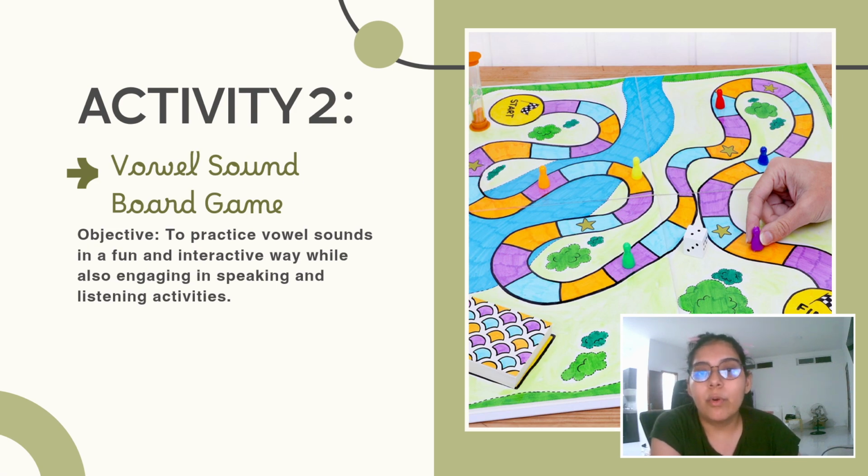If they pronounce the word correctly, they stay on the space. If not, they move back. In the integration with the skills we have speaking, pronouncing words with specific vowel sounds. Listening is listening to peers' pronunciation. Reading the words in the board game, and writing, keeping score, writing down words pronounced. So this is a good idea for this practice.